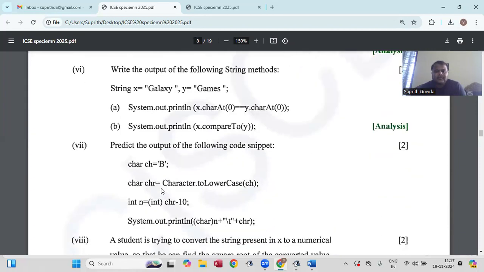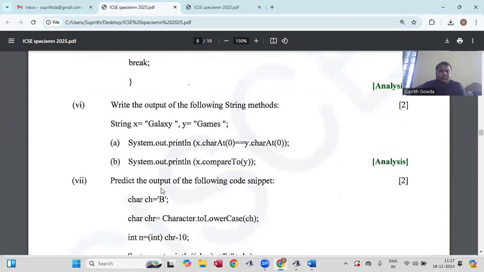Now next, write the output of the following method. What is the string x? In the x string the first character is capital G, right? In y the first character is G. So you are going to compare both, the first letters are equal, right? What is the answer you get? True. And System.out.println x.compareTo(y).